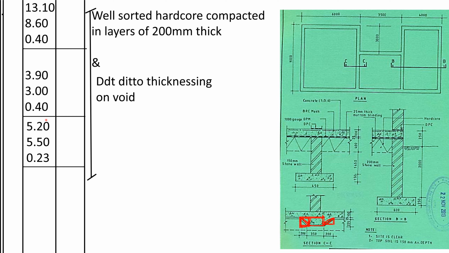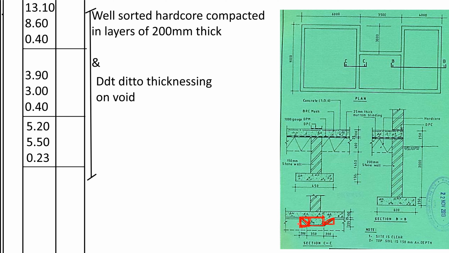Alright, so we shall take the length of this wall. The length of this wall is 5.2 because it's equal to this wall. Then we shall multiply by the width of this rectangle, 200 plus 350, that is 550. So it's 5.50. Then we shall multiply by the height of this rectangle, which is 0.23.